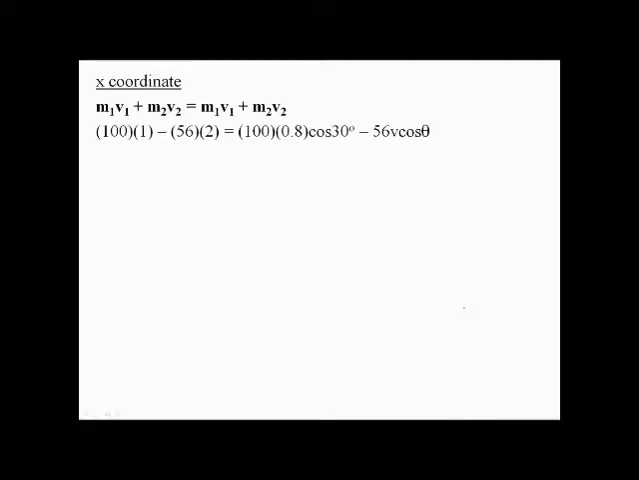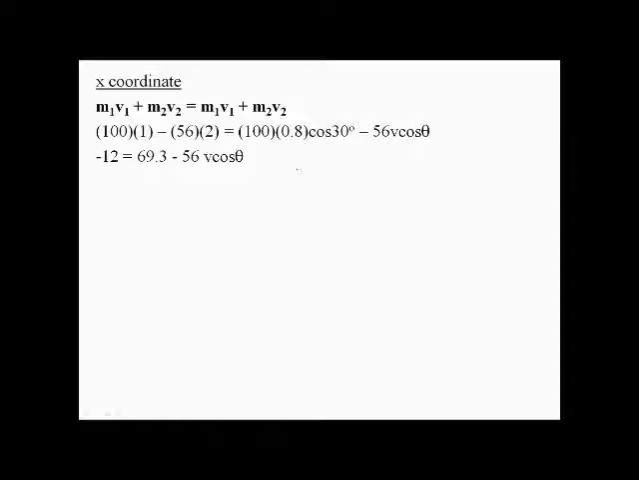And I do. So looking at the x-coordinate, law of conservation of momentum, just like we've done before. Be very careful of signs. The 100-kilogram man is moving to the east. 56-kilogram man to the west. It's going to be subtracted. Now, we knew enough information. We knew the angle and the speed for the 100-kilogram man.